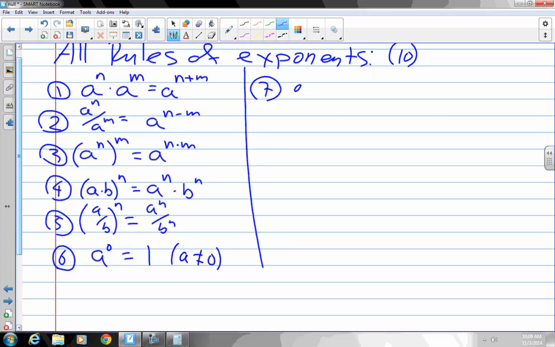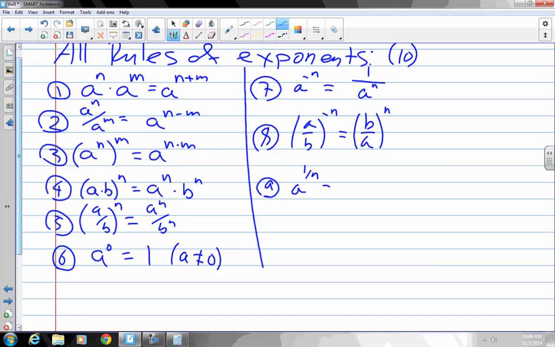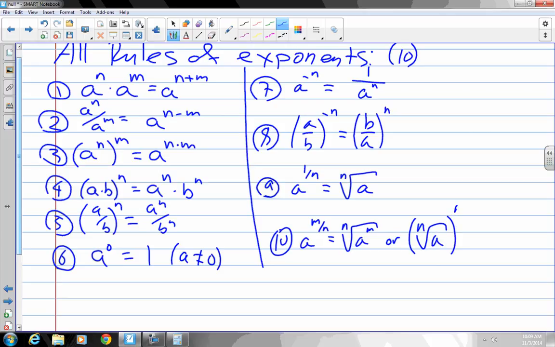7, negative exponents. Negative exponents are reciprocals. a to the power negative n is 1 over a to the n. In more general terms, if you have a fraction to the power negative n, it flips the fraction. It's b over a to the power n. The 9th rule, and this is what we just learned, a to the power 1 over n is the nth root of a. And 10, a to the power m over n is the nth root of a to the power m, or the nth root of a, everything to the power m. These are equivalent.